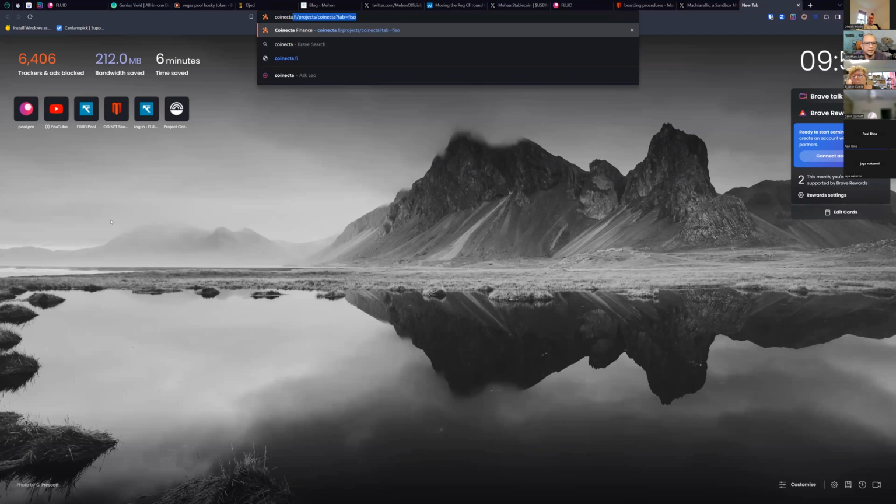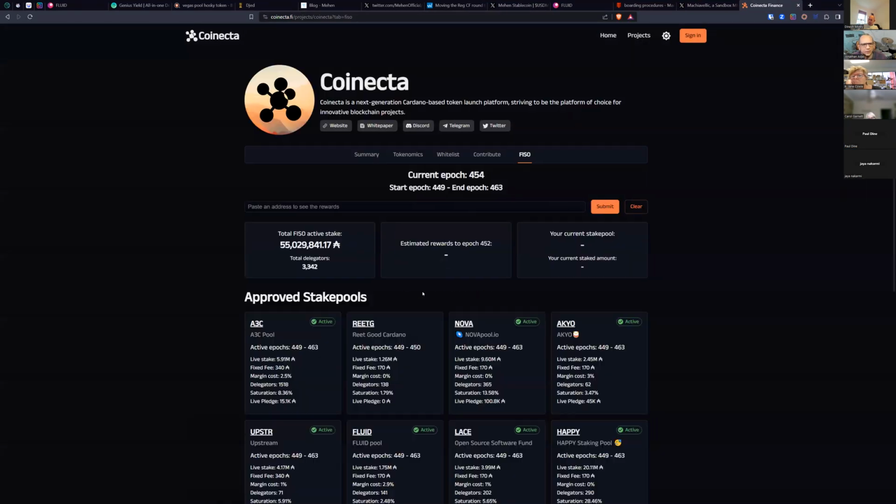Another one is the Coinector project, which is actually where we've gained most of our recent followers. I think we were sitting at about 80 delegators prior to joining this CNCT initial stake pool offering, and so we've picked up a good 50, 60 delegators just from this promotion.